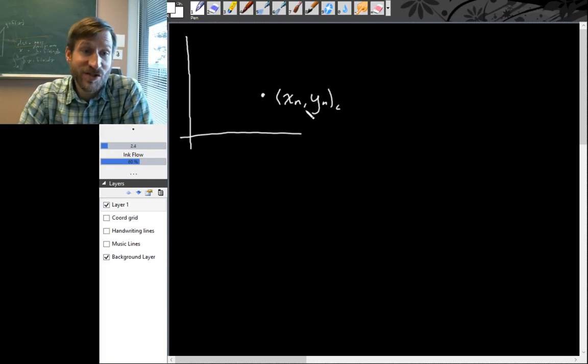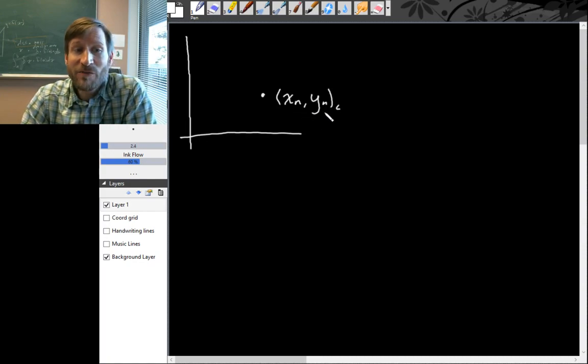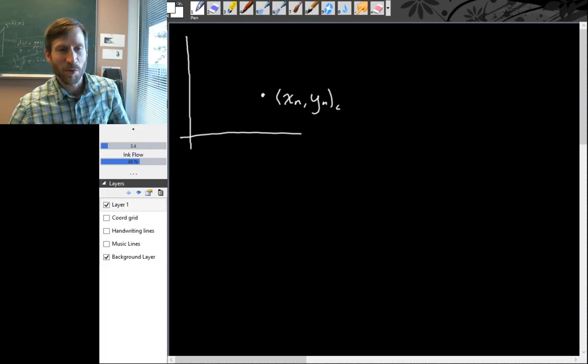So for example, here's just a single point. And I've labeled the coordinates of this point with a subscript because we have to imagine that there are lots and lots of points making up our picture. So each point would have a different subscript. We'd have x sub 1, y sub 1, x sub 2, y sub 2, and so on. So this n is really a stand-in for some number that tells us which point we're on. Typically, images are made up of thousands or even millions of points.